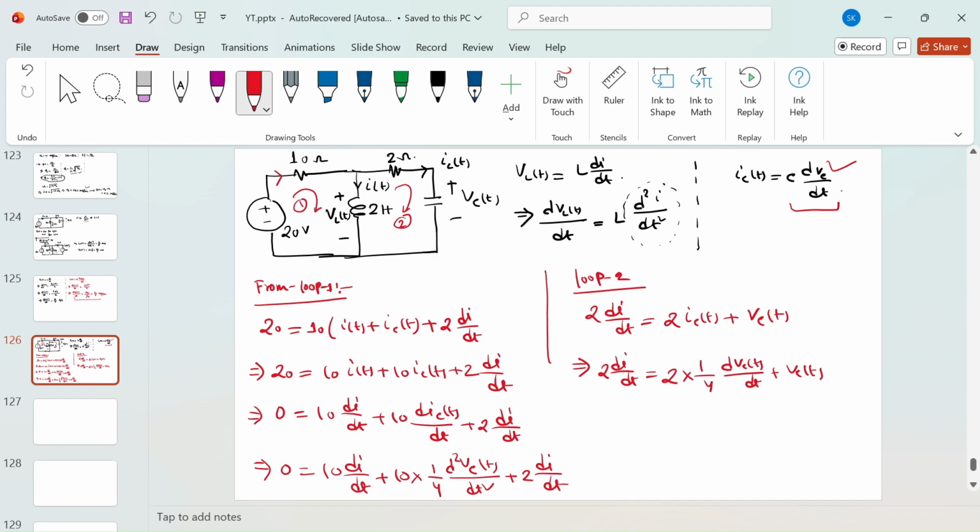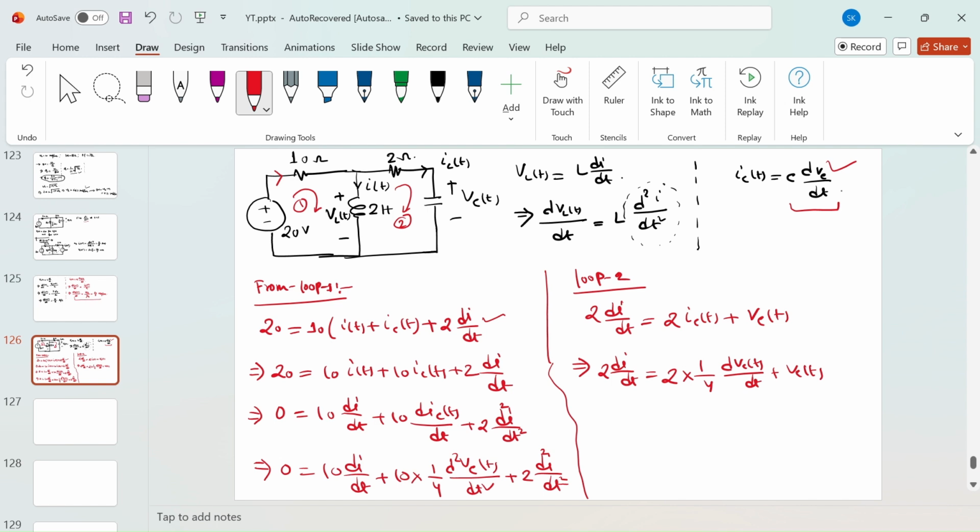Sorry, there is a mistake here. It will be d2i, right? Because I took a double derivative. So let me tell you again. From this equation, if you just expand, you will get this. If you take the first order derivative on both sides, you will get 10 di by dt plus 10 dic by dt plus 2 d2i by dt square, and IC(t) is nothing but C dvc by dt. So we'll get these equations.